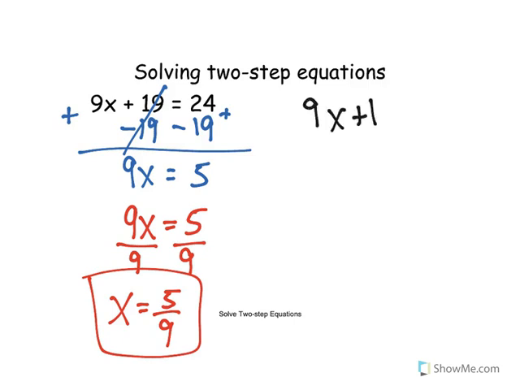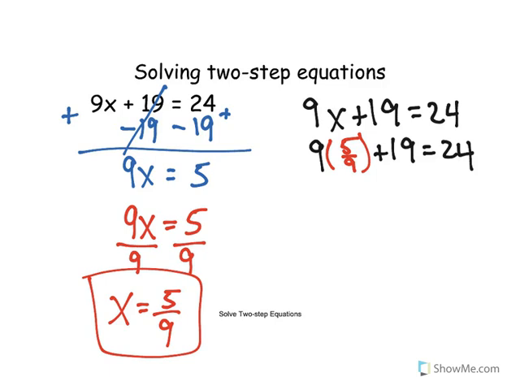What's my check going to look like? So I'm going to rewrite my equation, okay? I'm going to substitute. Now, what's 5/9 of 9? Well, 1/9 of 9 is 1, so 5/9 of 9 is 5 groups of 1, which is 5, plus 19 is 24. And we check this without much issue, right?